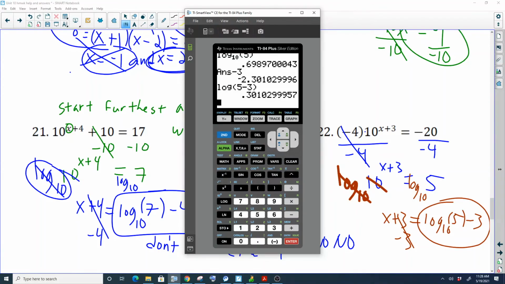But if you want to make sure this works, we could plug that in. Let's see if we get negative 20. So negative 4 times 10 to the x plus 3. But guess what our x is? Our x is actually log base 10 of 5 minus 3. Ready? So log base 10. That's just assumed when you push the log button, that assumes it's base 10. So 5, minus 3.